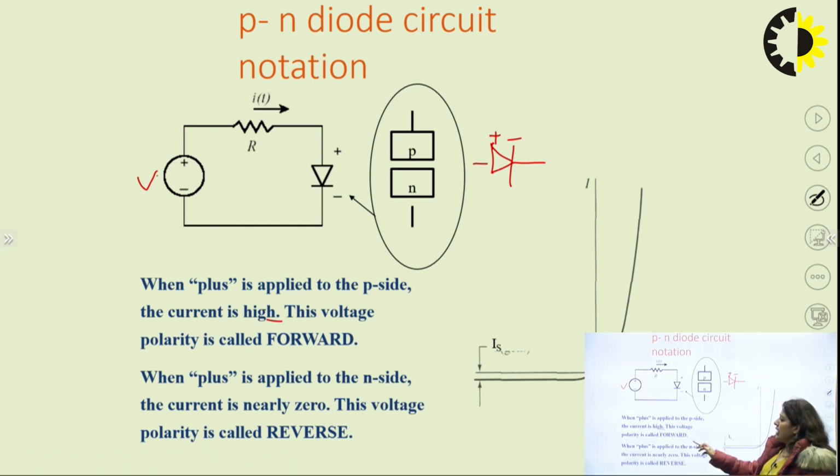This voltage polarity is called forward biased, as we have discussed already. When plus is applied to the N side, the current is nearly zero, and this voltage polarity is reverse biased. So we have this type of characteristic curve in the forward biased region, where the current will automatically increase when you increase the voltage, but it has to cross the built-in voltage or built-in potential. That particular built-in potential we have to cross.